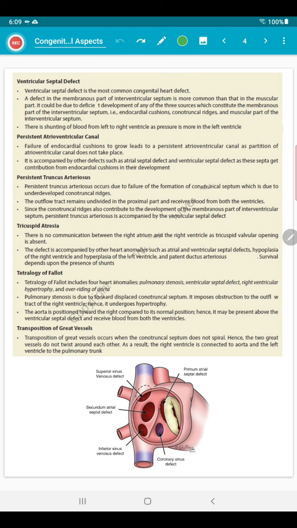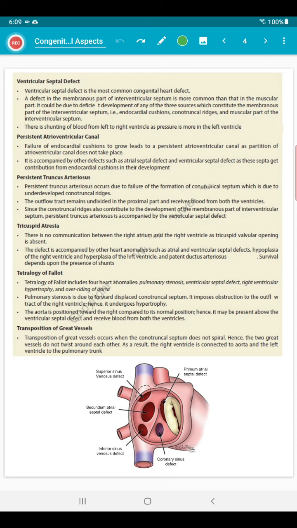Pulmonary stenosis is due to forward displacement of the conotruncal septum. It imposes obstruction to the outflow tract of the right ventricle, hence it undergoes hypertrophy. The aorta is positioned toward the right, so this is known as overriding compared to its normal position. Hence it may be present above the VSD and receives blood from both ventricles.